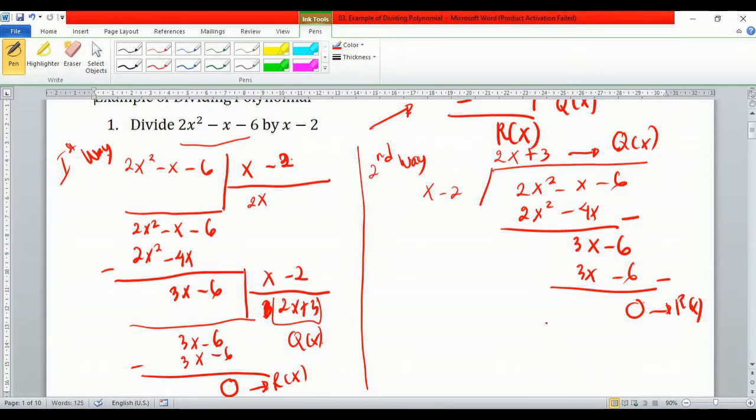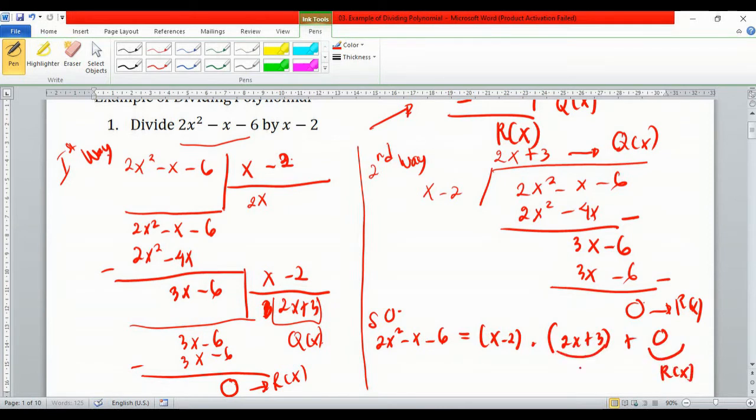the, what's the name, the jambak's way. So here let me write. I can write 2x squared minus x minus 6 is equal to x minus 2 times 2x plus 3, plus 0. So I can write here the remainder R(x), here the quotient Q(x), here the divisor D(x), and this one is the dividend P(x).